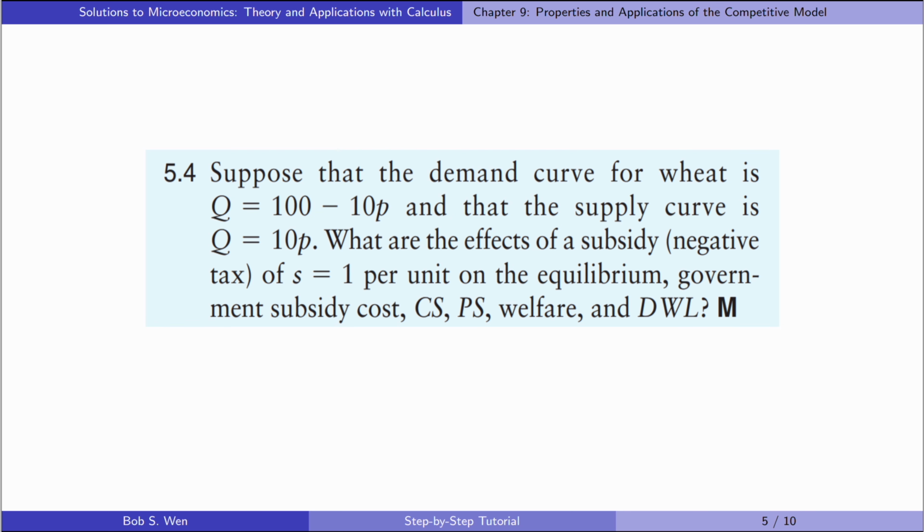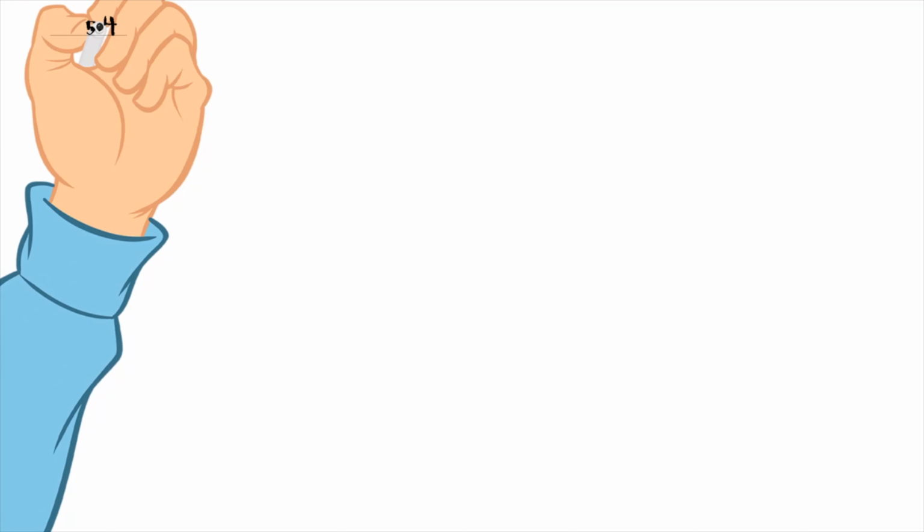Let's find answers to exercise 5.4. Suppose that the demand curve for wheat is Q equals 100 minus 10 times P, and that the supply curve is Q equals 10 times P. What are the effects of a subsidy of S equals 1 per unit on the equilibrium, government subsidy cost, consumer surplus, producer surplus, welfare, and deadweight loss? We still follow the 3 steps to solve the problem.